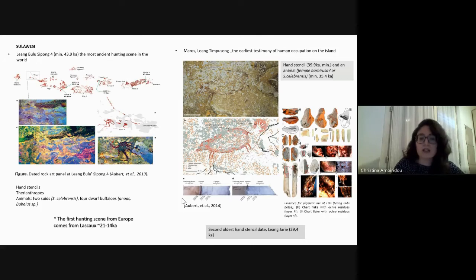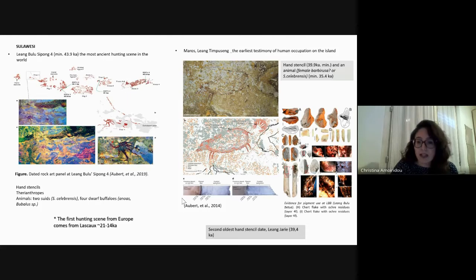A second oldest hand stencil date comes from Liang Jeri, very close to the oldest dates that we had so far. It's 39.4 thousand years ago. As you can see, we're around 40,000 years ago. Also, we have another animal from Sulawesi again, dating around 35.7 thousand years ago. It is an animal, but the preservation state doesn't allow us to make a more detailed identification of the species.